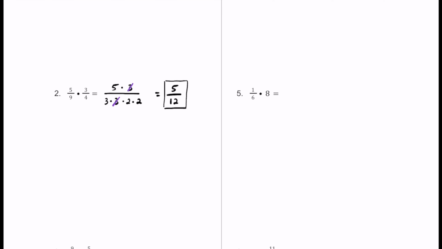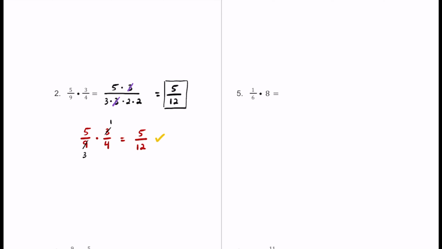Okay. Now, if you wanted to use cross-canceling, feel free to do so as well. So you have 5/9 multiplied by 3/4. And looking for something that top and bottom have in common, this 3 and 9 both have a 3 in common. So 3 divided by 3 is 1. 9 divided by 3 is 3. I think that's it. So on top, 5 times 1 is 5, and on bottom, 3 times 4 is 12. So we do get 5/12 using the cross-canceling technique as well.